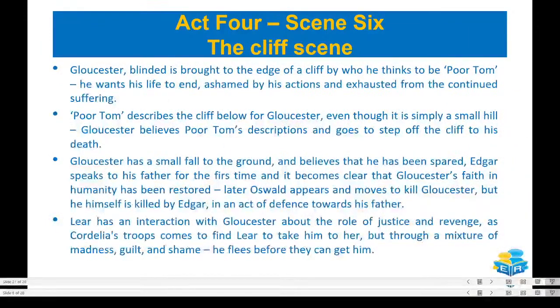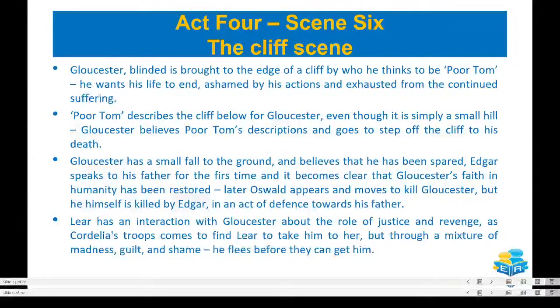So, Act 4, Scene 6, the cliff scene. Again, students do get a little confused about why the scene is important. So I've tried to explain it very simply here. The cliff scene, Act 4, Scene 6. Gloucester is blinded. He physically cannot see at this stage because of what Cornwall has done. He's brought to the edge of a cliff by who he thinks is poor Tom. And we know, hopefully, poor Tom is not actually poor Tom. Poor Tom is Gloucester's son, Edgar, the good guy, disguised as poor Tom.